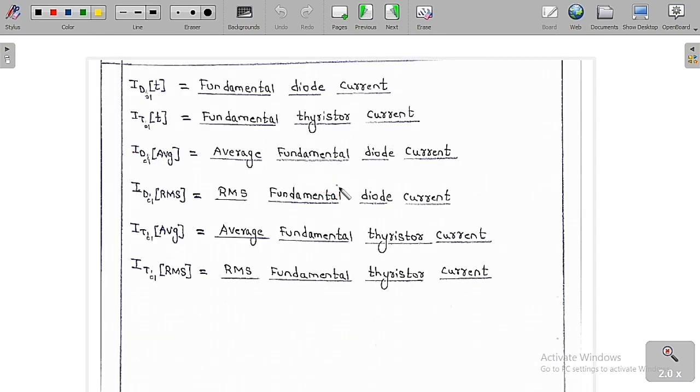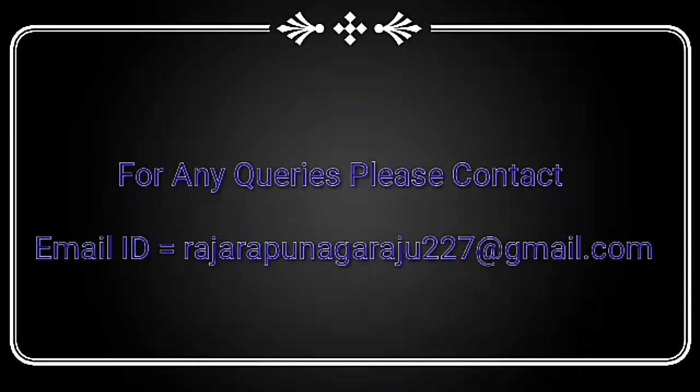By this concept we have completed the single phase half bridge voltage source inverter with R load, with L load, with RL load and also RLC load. All these 4 loads we have studied in a very detailed manner.